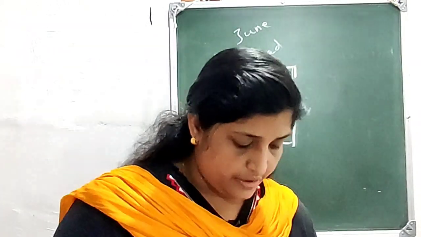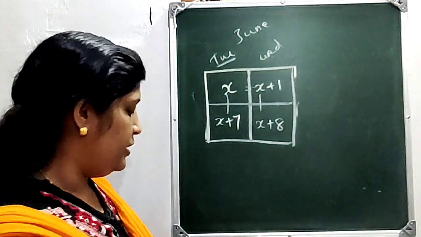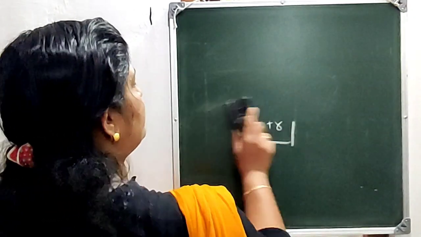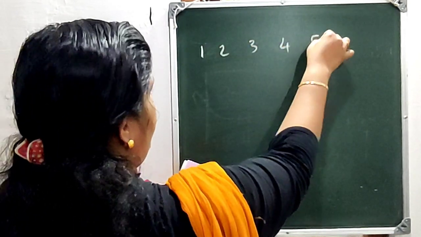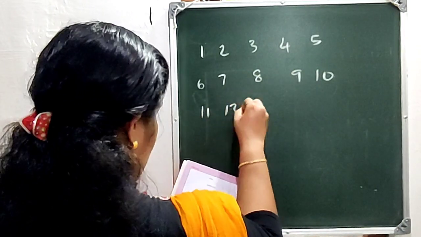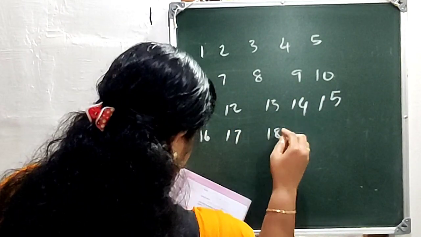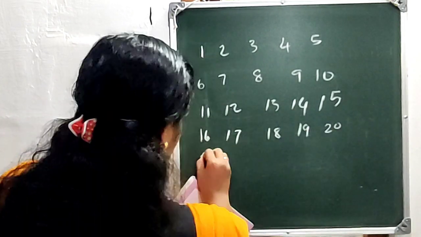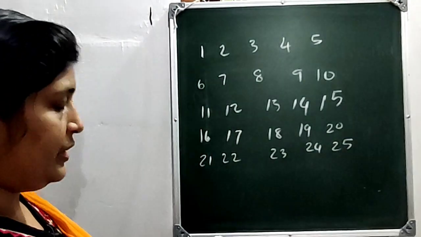Now we have a question on page number 78, question number 1. That is the first exercise in this chapter. So all of you take page number 78 of your textbook, and the question is, write numbers like this. Numbers are like this: 1, 2, 3, 4, 5 and 6, 7, 8, 9, 10 and 11, 12, 13, 14 and 15, and here 16, 17, 18, 19, 20, 21, 22, 23, 24, 25. Okay, 25 numbers are written like this.